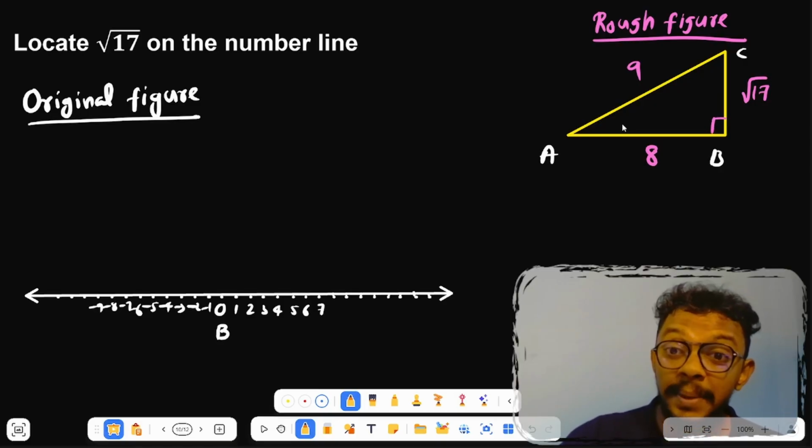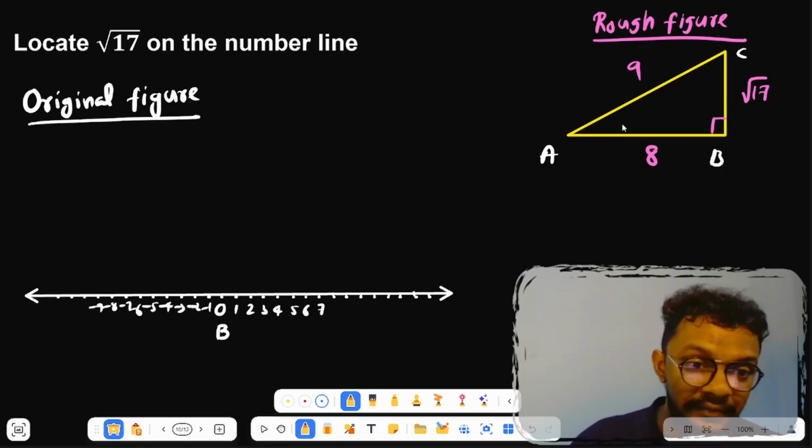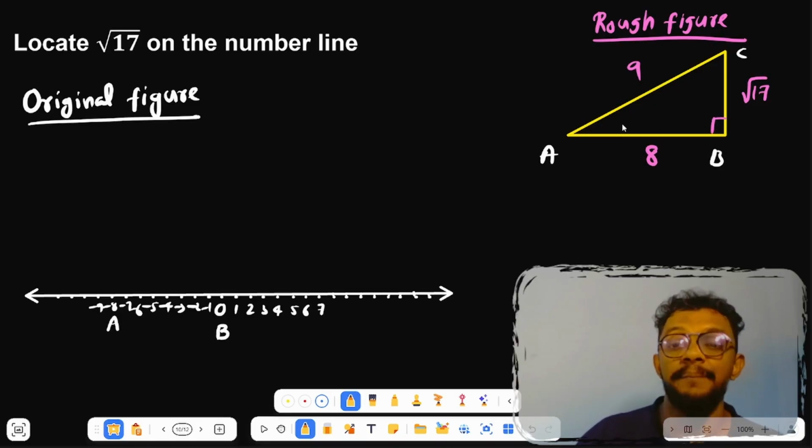So automatically, what will be A? 8 units toward the left: minus 1, minus 2, minus 3, minus 4, and so on. 8 units toward the left, this point is A. So I got AB as 8 units.